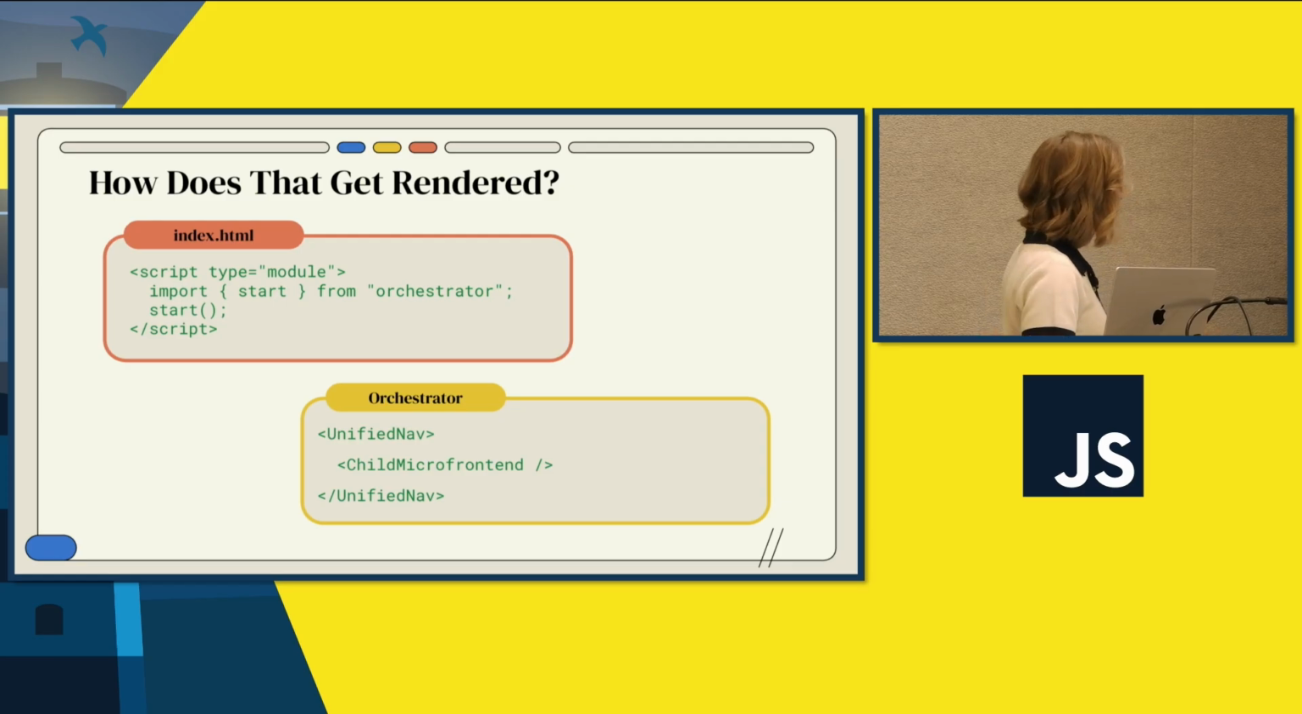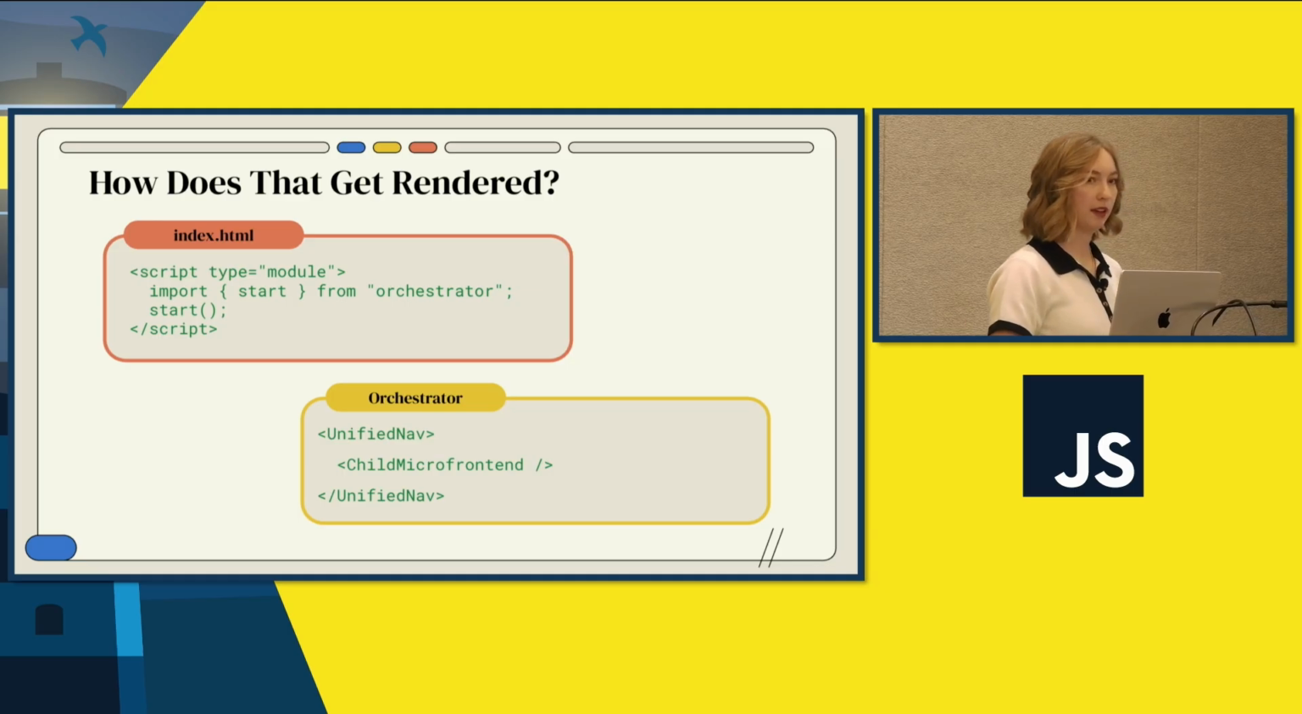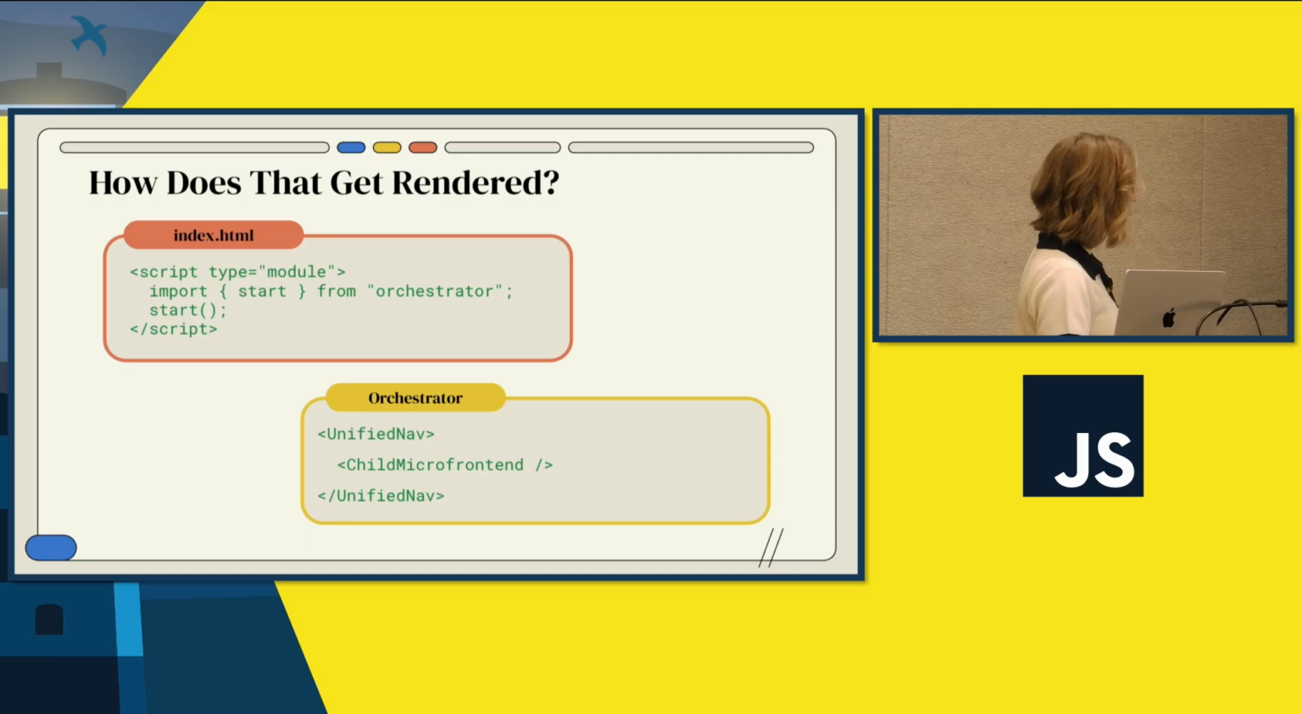All right, so how does this actually get rendered? There's one more piece of the system you need to know to understand how this is getting rendered into the browser. That's our orchestrator application. So we have a single application that the index.html file is always importing and starting up. When it does that, it gets all of the context of our orchestrator. So that's the orange code block up top where we're importing and starting it.